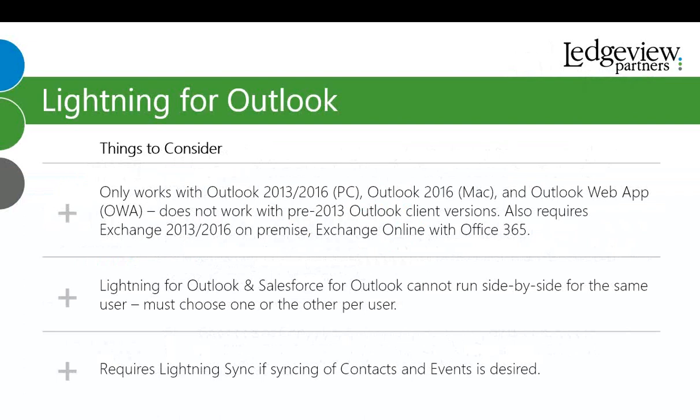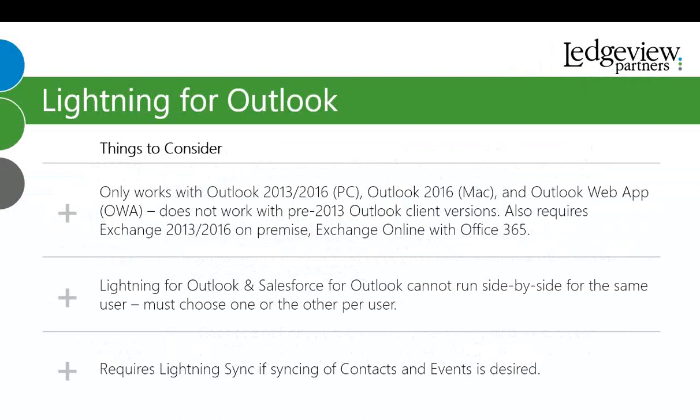So with Salesforce for Outlook, everything was managed within the client app itself. So you could sync contacts and events and tasks. All that was managed within the Salesforce for Outlook app. The only downside is it only ran when your client is running as well. Lightning for Outlook pulled that piece out for contacts and events and moved that into Lightning Sync so it could run all the time behind the scenes, regardless of whether the client was running or not. And then the emails are managed through the client.